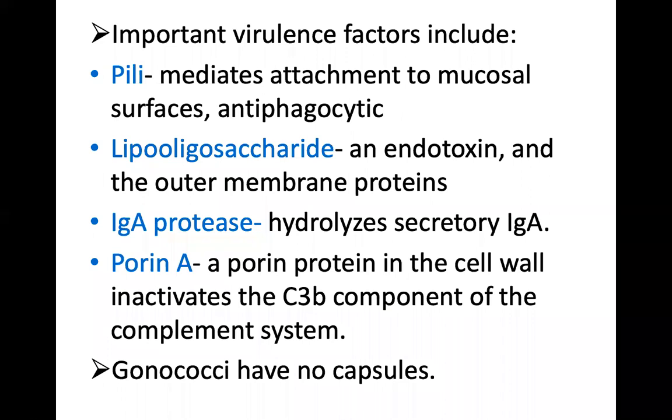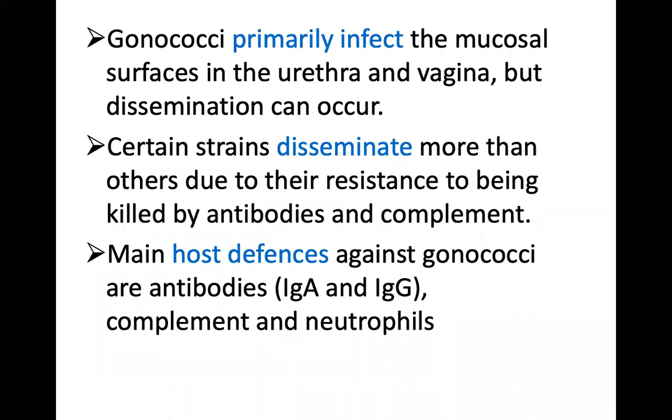We have the IgA protease, which hydrolyzes secretory IgA, and porin A, which is a protein in the cell wall that inactivates the C3b component of the complement system. So this bacterial pathogen does not have any capsule.